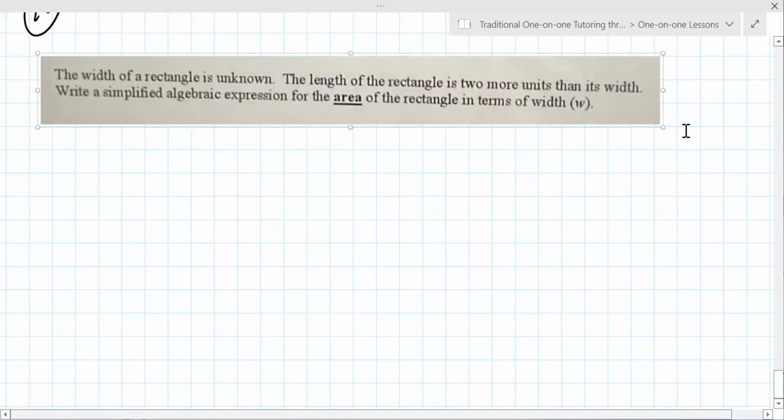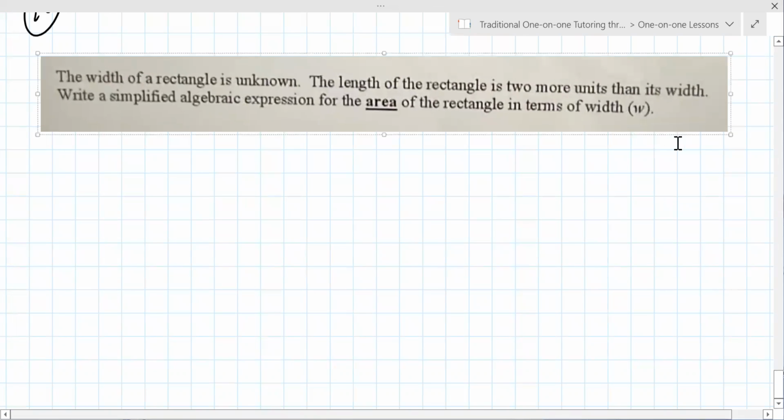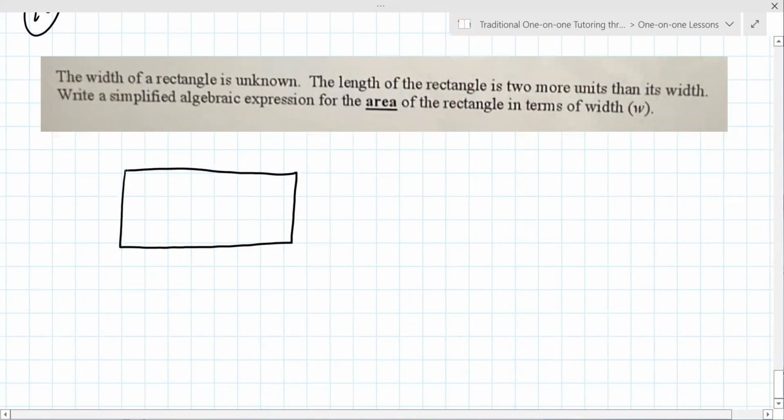All right, new problem here. So it says the width of a rectangle is unknown. So you draw your favorite rectangle. It doesn't really matter what you draw. Just make sure it's a rectangle. The length of the rectangle is 2 more units than its width.